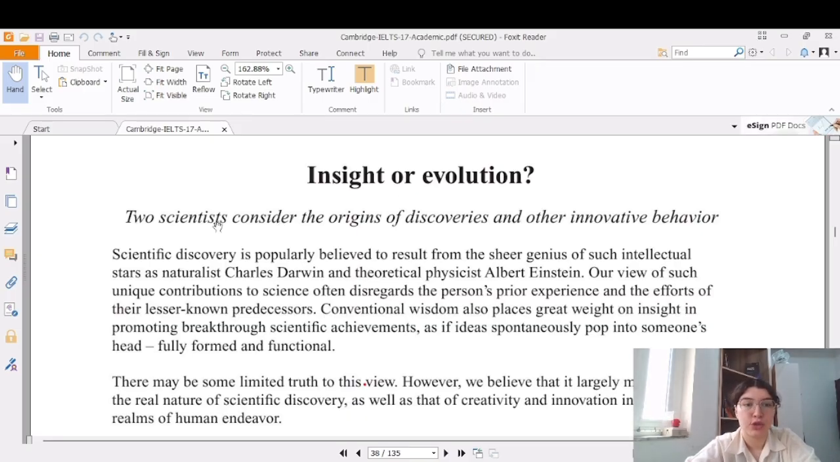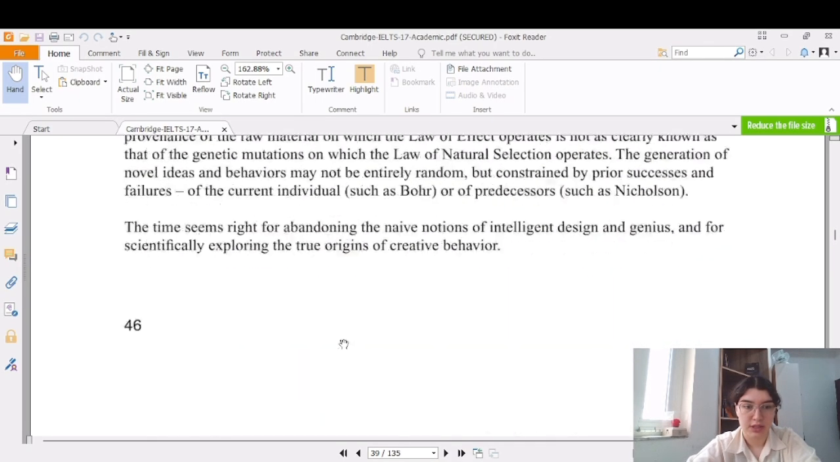Okay, I'm going to read this quickly. Inside or evolution. Two scientists consider the origins of discoveries and other innovative behavior. Scientific discovery is popularly believed to result from the sheer genius of such intellectual stars as naturalist Charles Darwin and theoretical physicist Albert Einstein. Our view of such unique contributions to science often disregards the person's prior experience and the efforts of their lesser-known predecessors. Conventional wisdom also places great weight on insight in promoting breakthrough scientific achievements, as if ideas spontaneously pop into someone's head, fully formed and functional. Let's move on to the questions.